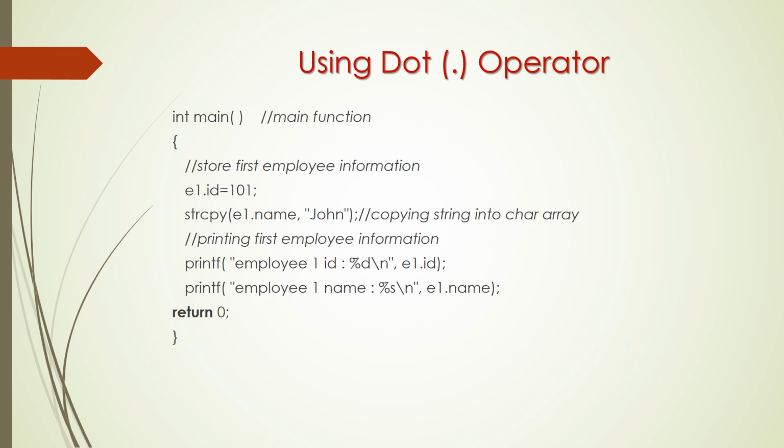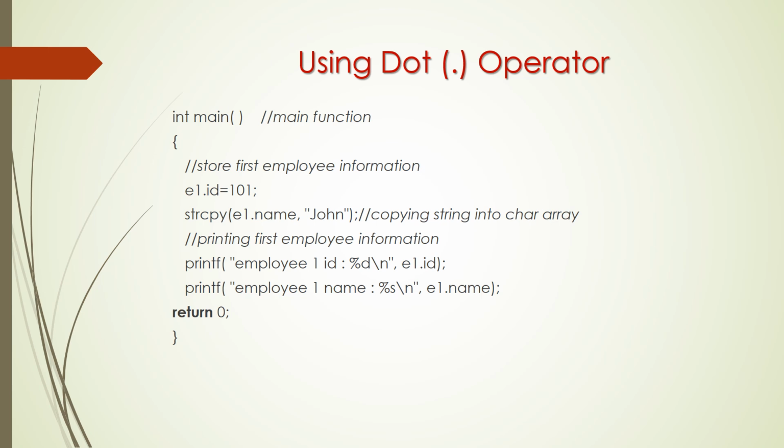Here, E1.id is equal to 101. We assign the employee ID 101 to the id member of the structure variable E1. Next line, strcpy E1.name, "John" within double quotes. So we use the strcpy function to copy the string John into the character array name. We can't use equal to assign strings directly in C.